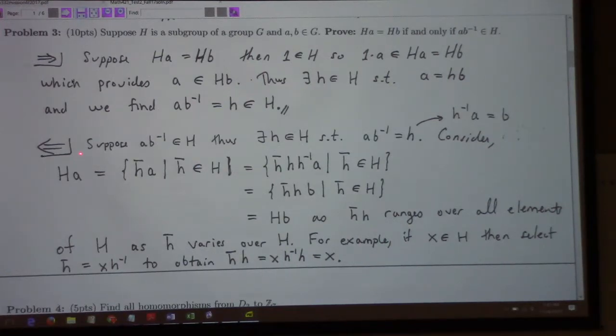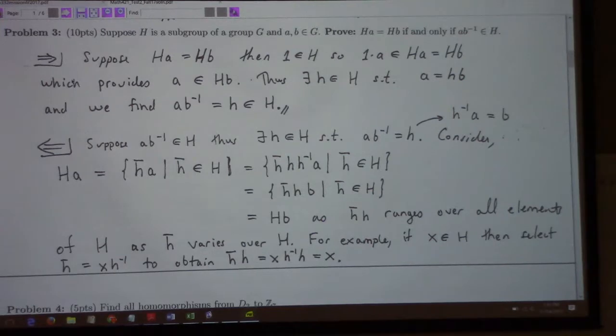Anyway, in the other direction, it's a little bit subtle, actually. If you suppose that this is in H, that means that there exists an h such that that's true, right? And conversely, that's true. And so Ha we could write as h-bar a, such that h-bar is in H. Well, then that would be h-bar h inverse a, but h inverse a is b, so you got h-bar h b for arbitrary h.